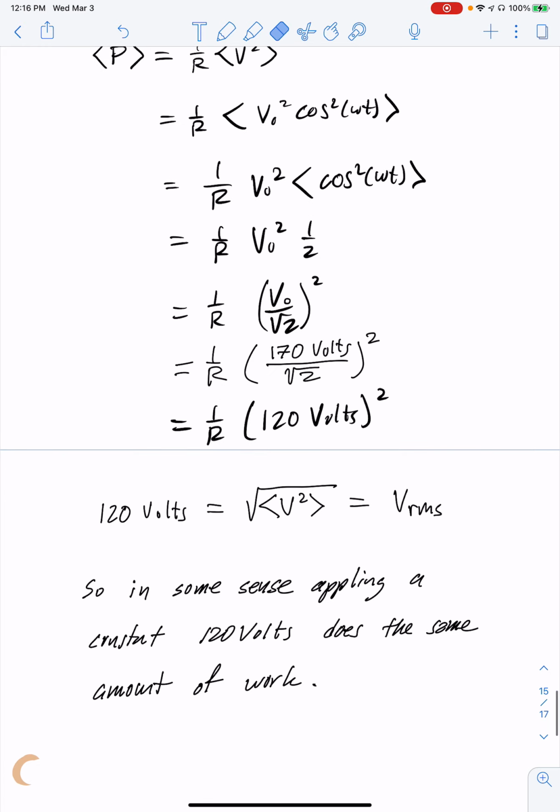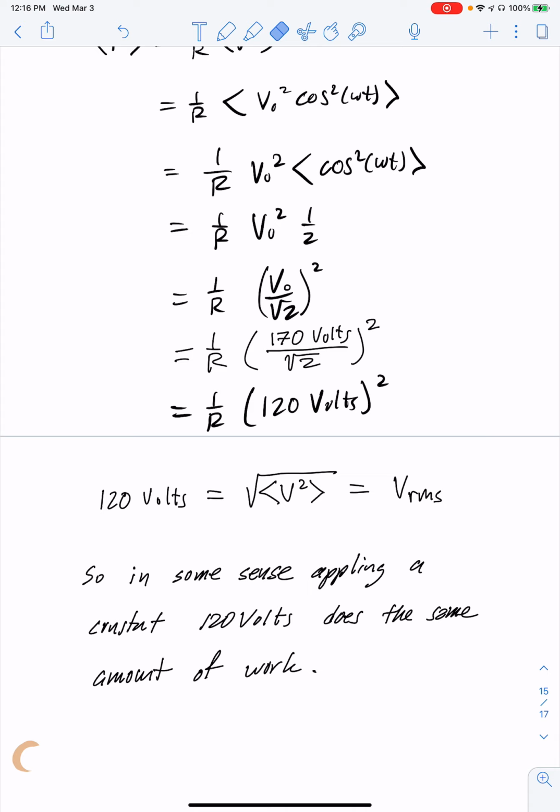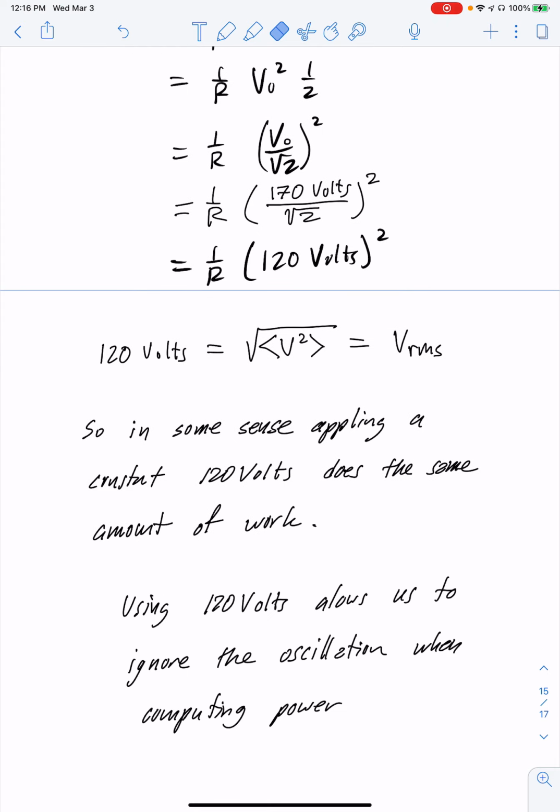So in some sense, applying a constant voltage of 120 volts is the same as applying an oscillating voltage that goes from 170 down to negative 170. It does the same amount of work on average. So using 120 volts allows us to ignore the oscillation when computing power.